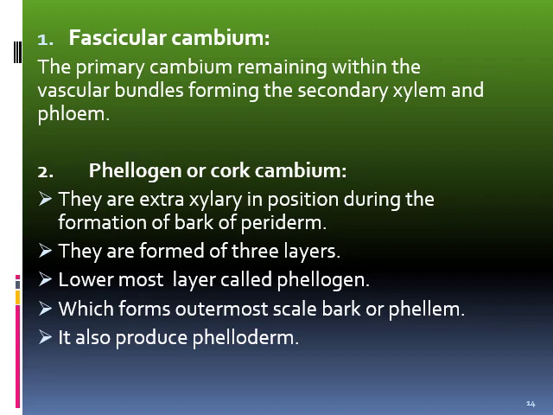While the cork cambium, these are the cells that are present in extra-stelar position during the formation of bark, a meristem, and they form three layers basically. The lowermost layer we call as phellem, which forms the outermost scaly bark or phellem. This cork cambium also produces some phelloderm, that are basically the parenchyma cells towards the inner side, but this phelloderm is not clearly differentiated. It merges with the outer part of the non-functional phloem and remaining pericycle.